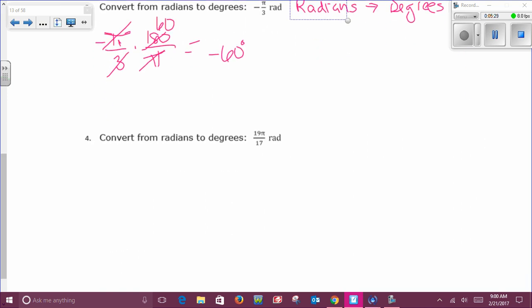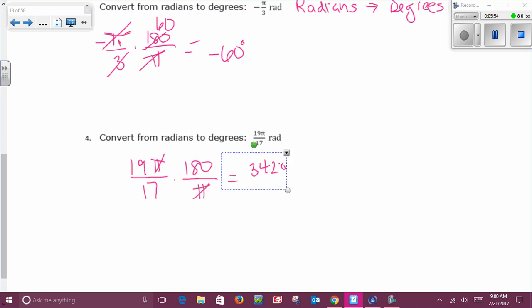Convert from radians to degrees. So if I have 19 pi over 17, I'm going to multiply by 180 over pi. Pi's will cancel. And I don't see anything good there. I don't think anything is going to reduce. So I'm just going to have to do 19 times 180. When I do that, I get 3,420 over 17, which is approximately 201 degrees.